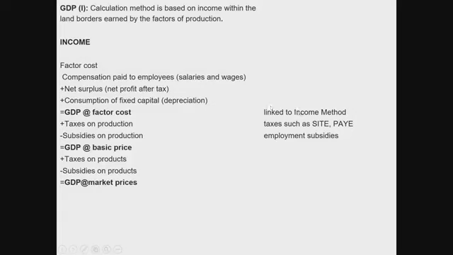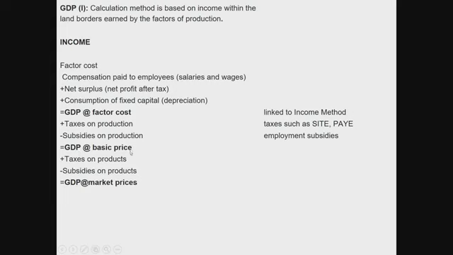And factor cost is what is linked to the income method. Then to that factor cost, we add taxes on production, right? And we subtract subsidies on production. What you need to understand is that taxes on production are taxes such as, like we said, SITE, pay as you earn, and payroll taxes that you have. Subsidies on production refers to employment subsidies. So to get from factor cost to basic price, you add taxes on production minus subsidies on production, and that gives us our GDP at basic price.